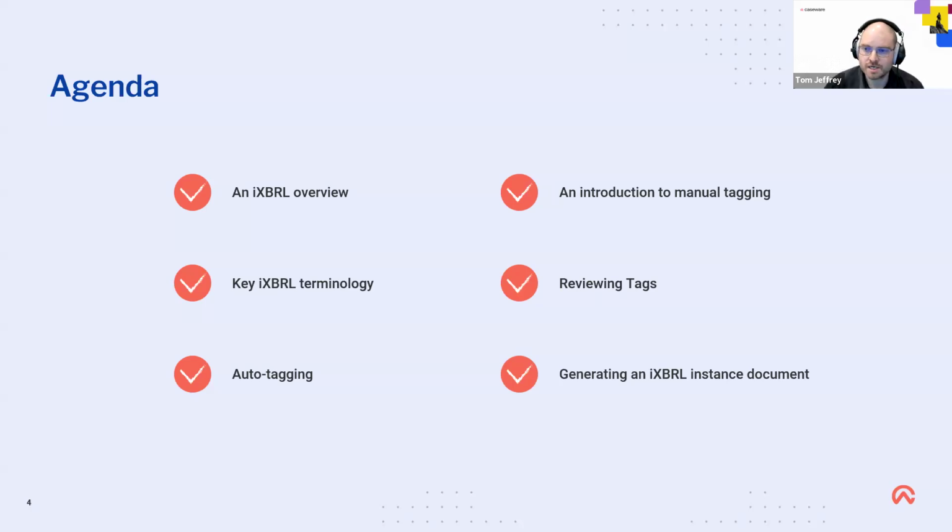So as James said, we're looking at iXBRL and Accounts Advanced. We're going to do a little bit of an introduction just for those of you that aren't familiar with the processes involved. And then we're also going to be looking at the auto tagging process, a brief example of an area of the accounts that you would be manually tagging, and then we'll go through and make sure that everything's ready for generating the iXBRL instance document, which we're going to do as well.